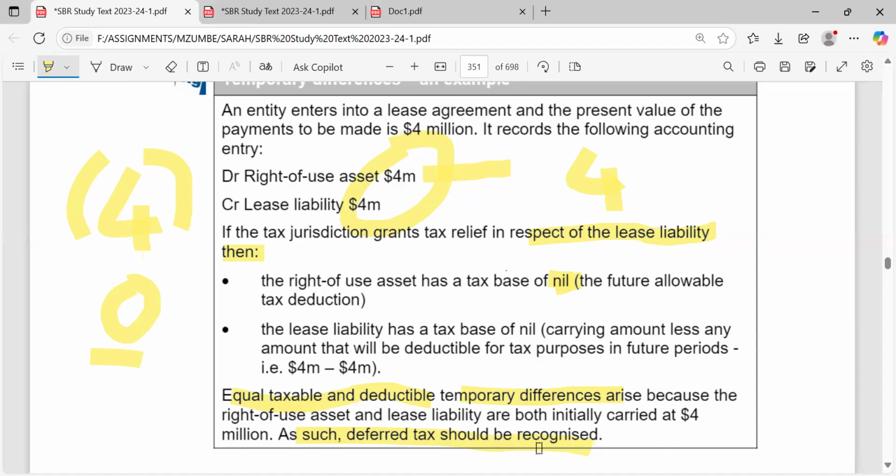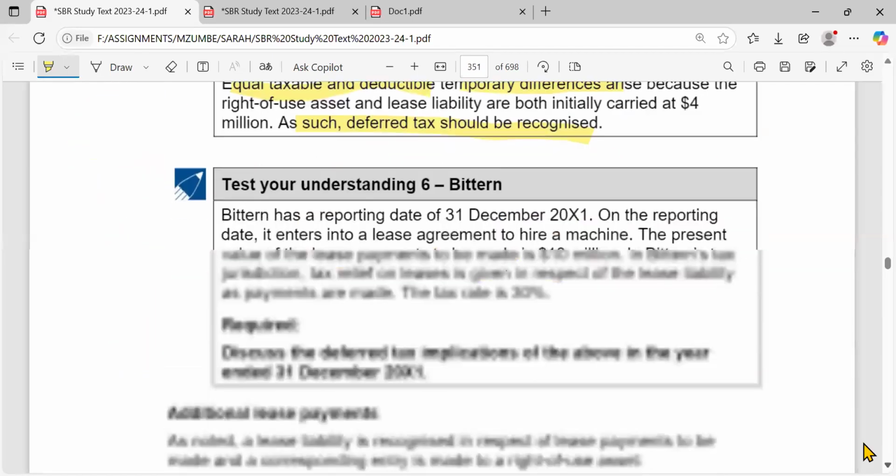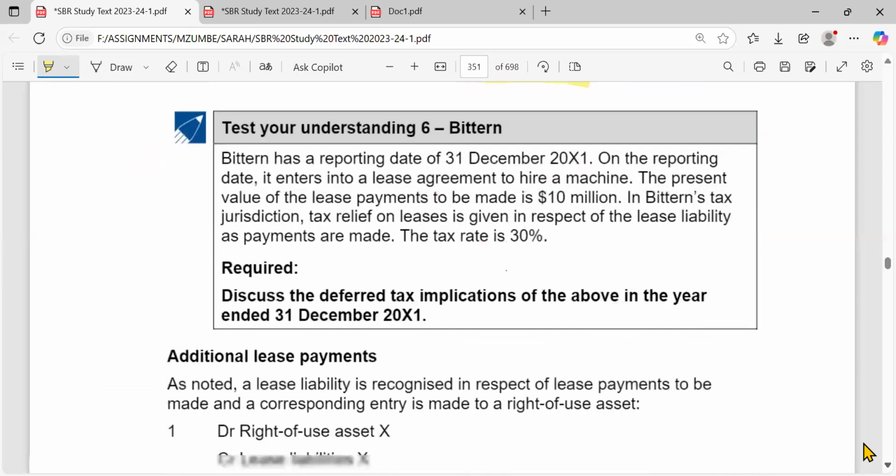All right, now let's go to the question here, test your understanding. Here we are, test your understanding number 6. We are told B10 has a reporting date of 31st December 20x1. On the reporting date, it enters into a lease agreement to hire a machine. The present value of the lease payments to be made is $10 million. And in B10's tax jurisdiction, tax relief on leases is given in respect of lease liability, right? The lease liability gives that, but the lease asset doesn't. Tax relief is given as payments are made, and the tax rate is 30%. Required: discuss the deferred tax implications of the above in the year ended 31st December 20x1.